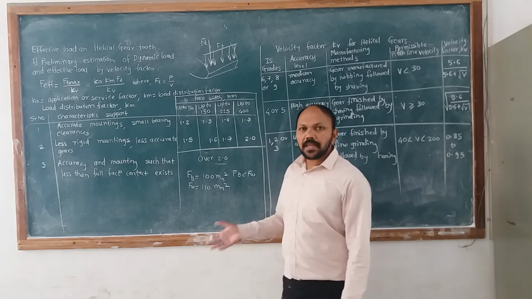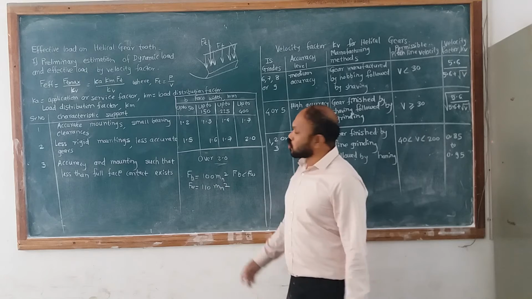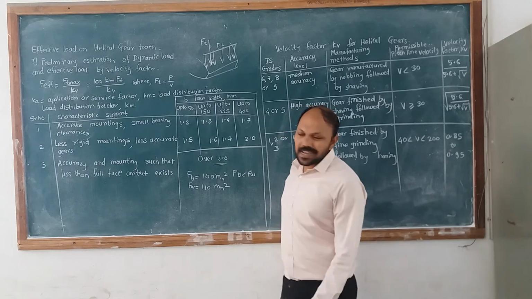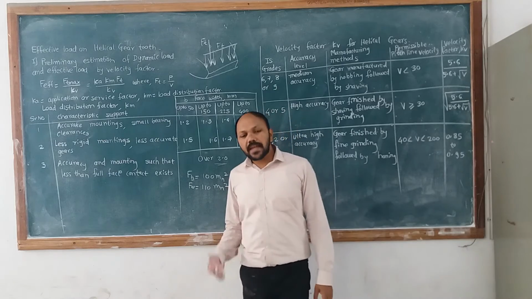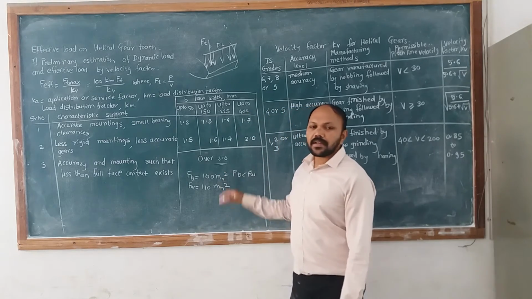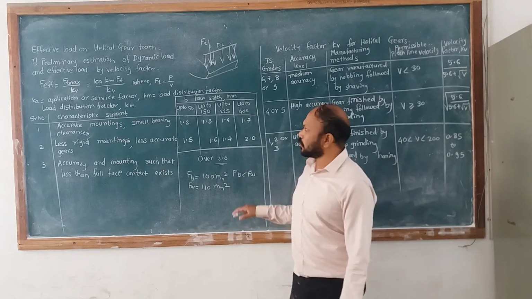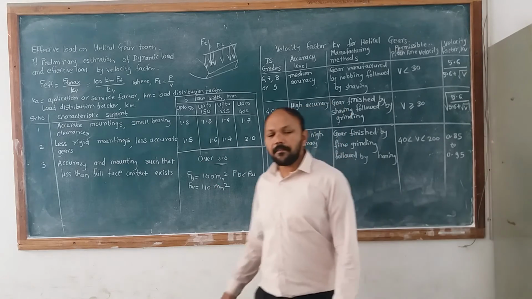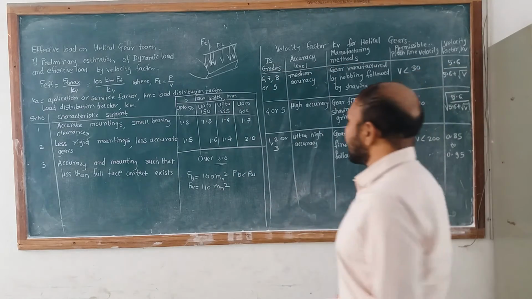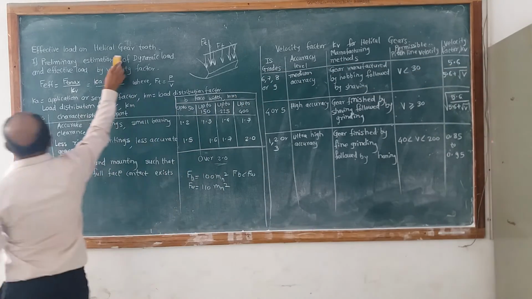Which method we may choose for next calculations? By using this relation, we simply find out that bending is the more focusing area here. Okay, so you focus on bending failure. So this is about the first method, that is the preliminary estimation method.